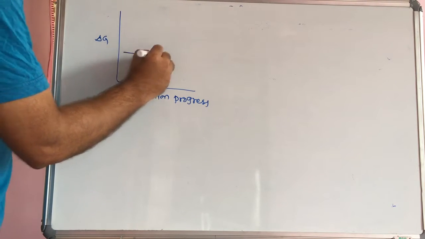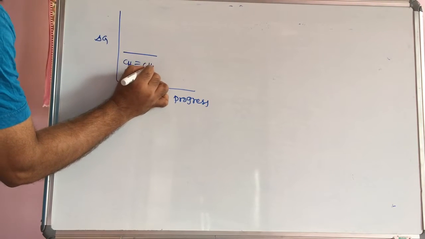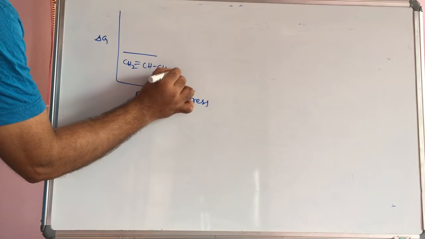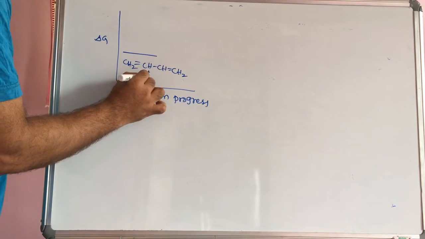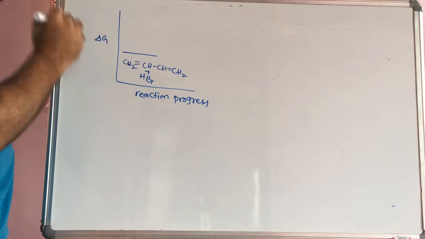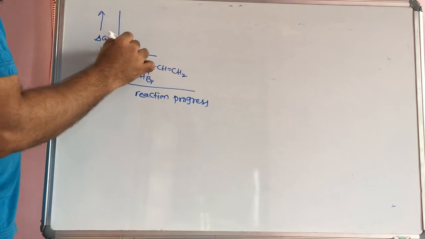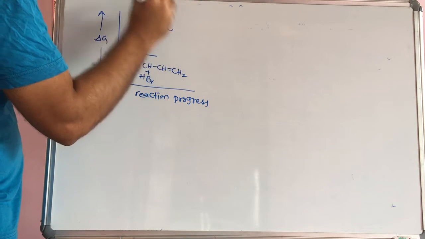So this one, CH2=CH-CH=CH2, this is 1,3-butadiene plus HBr. At this position, for example, a certain energy is there. Then it will go to a transition state. That is the first one. Next, it forms the carbocation.